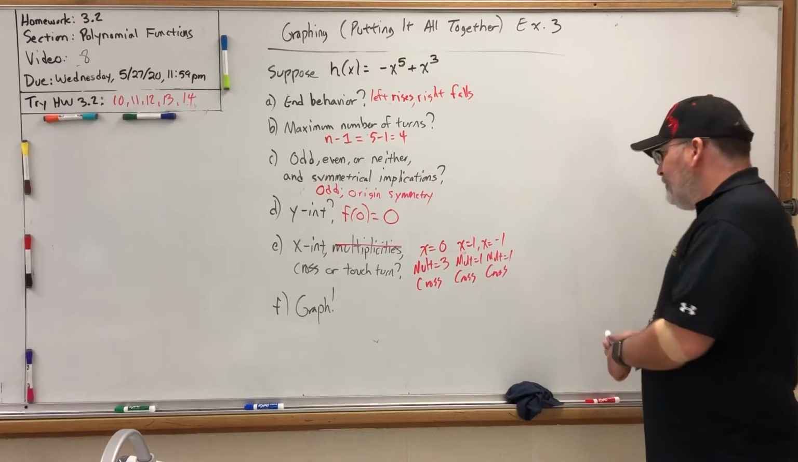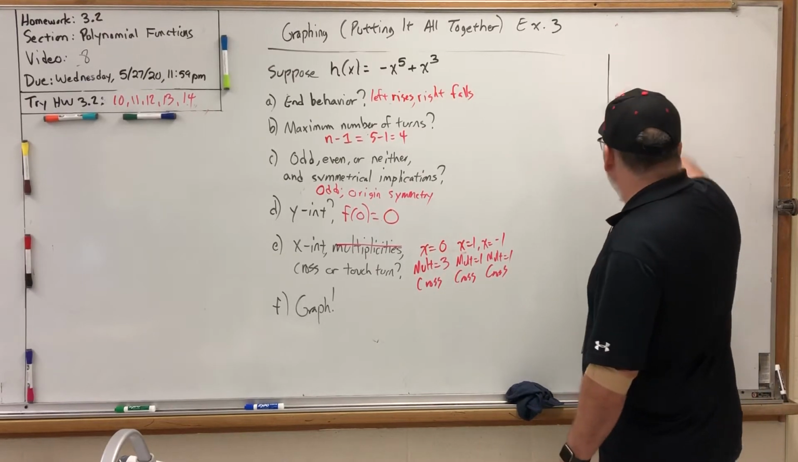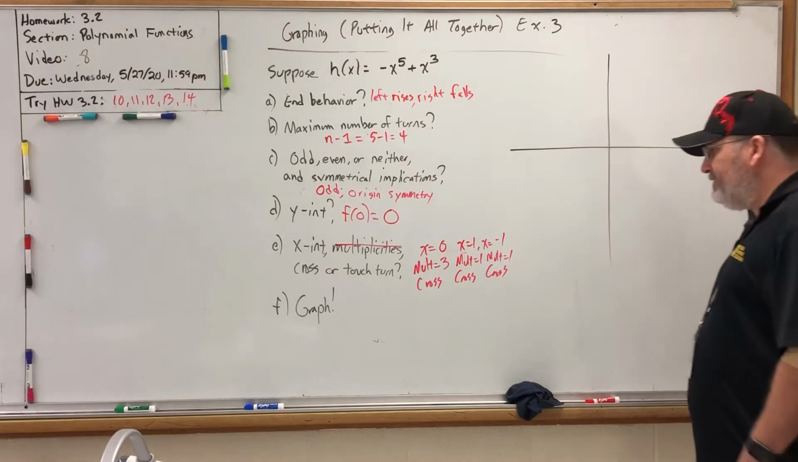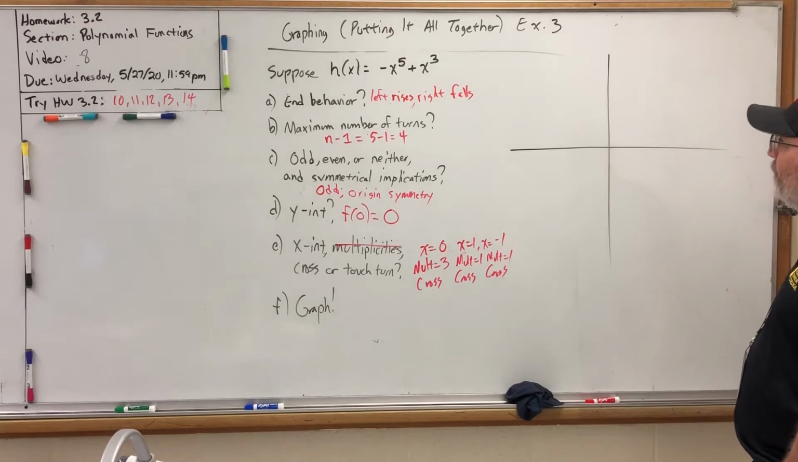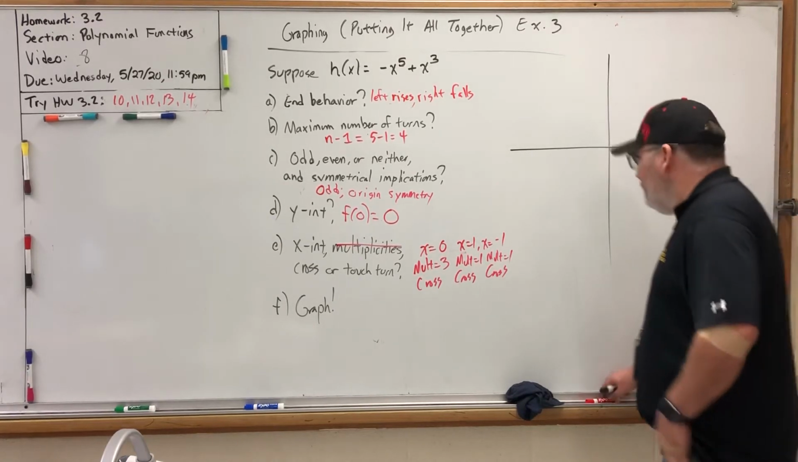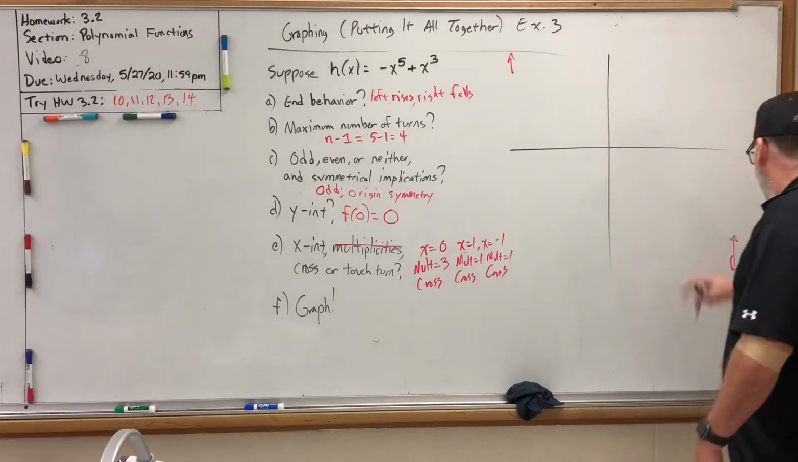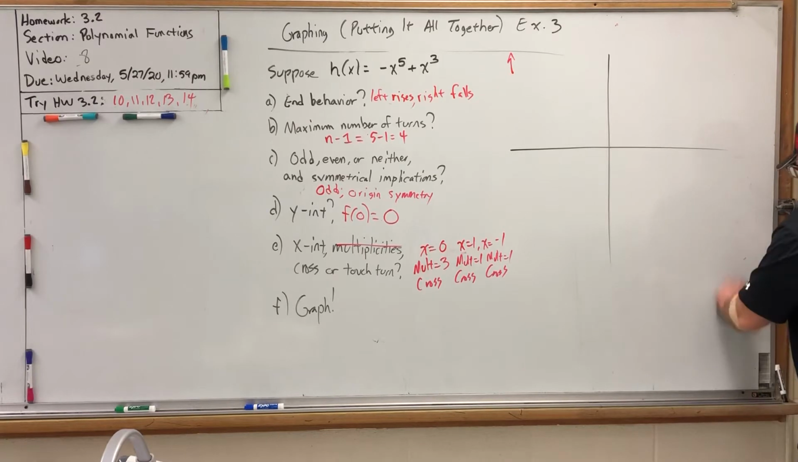So what does this one look like, and why am I talking about the multiplicities in this one but not the other ones? Well, let's start by sketching the graph, and at the end I'll tell you the impact the multiplicities have in addition to predicting crossing versus turning. Our end behavior: left is going to rise, right is going to fall.